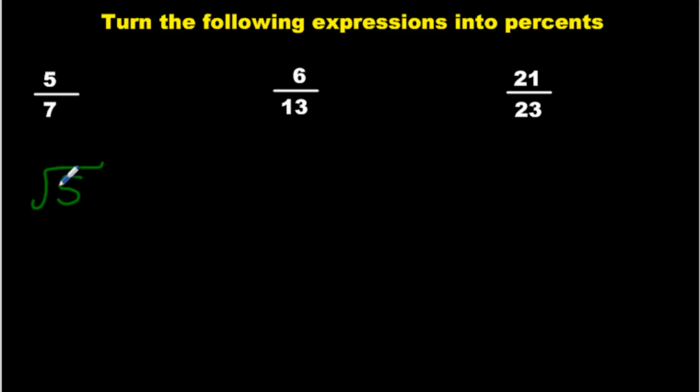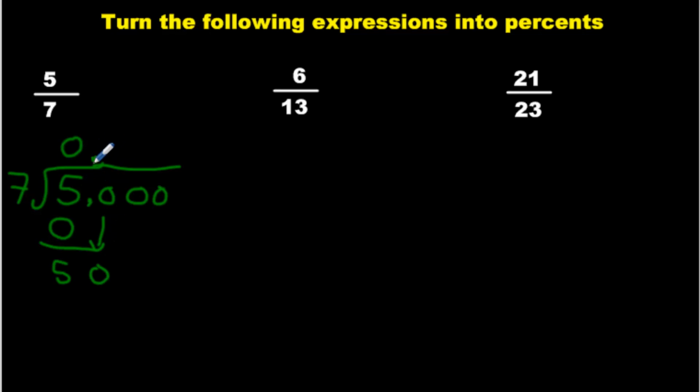I go 5 first. I put the 7 outside, and then I put a decimal here, decimal 0. Let's put a few zeros. We're gonna go 7 goes into 5. It doesn't. Multiply them, you get 0. Subtract them, you get 5. That's the steps for long division. If you don't remember this, watch my video on long division. You drop this number here, and don't forget the decimal. Line it up on top.